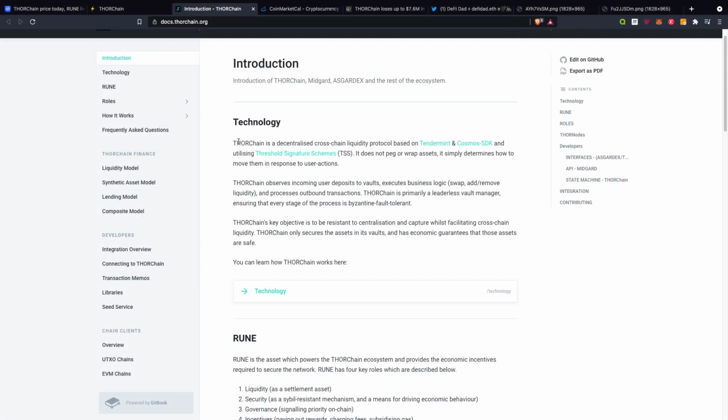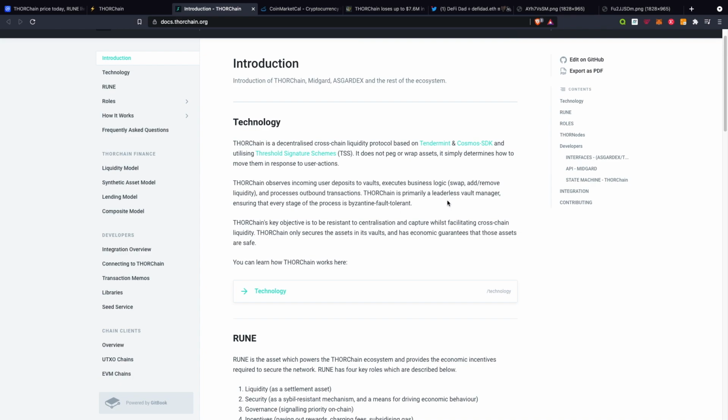So guys, I've just jumped onto the documentation section on the THORChain website just to give you an insight of what it is. As you guys can see, THORChain is a decentralized cross-chain liquidity protocol based on Tendermint and Cosmos SDK and utilizing threshold signature schemes, TSS. It does not peg or wrap assets, it simply determines how to move them in response to user actions. THORChain observes incoming user deposits to vaults, executes business logic, swap, remove liquidity, and processes outbound transactions.